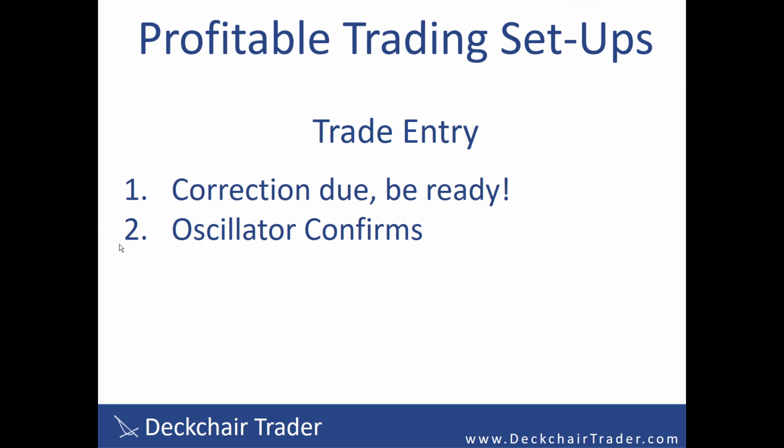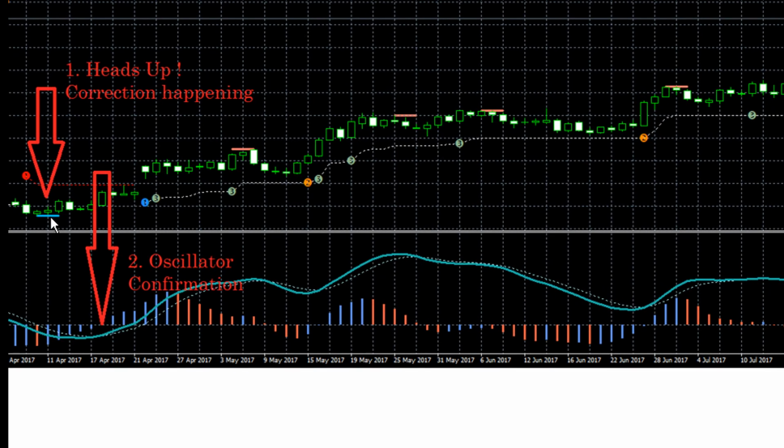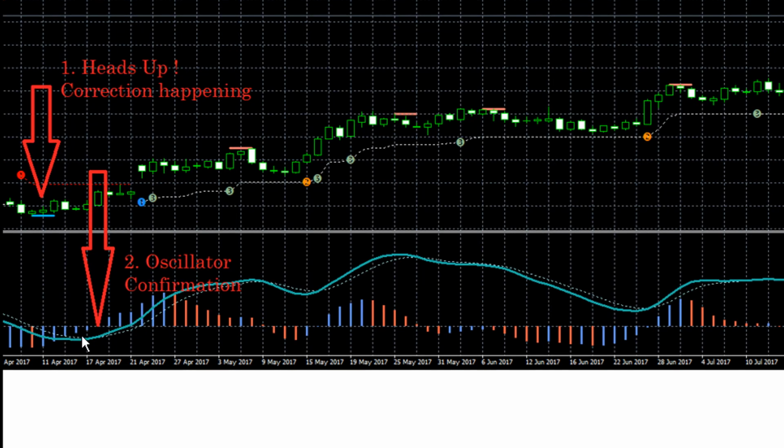Secondly, we're looking for the oscillator to confirm this. The oscillator is the bottom window, and we're looking for the blue and the dotted line to cross over, and you can definitely see it's coming back up and crossing the zero line. So we're getting a confirmation that this is a trend that's going to start. So we really should be getting in at this point.